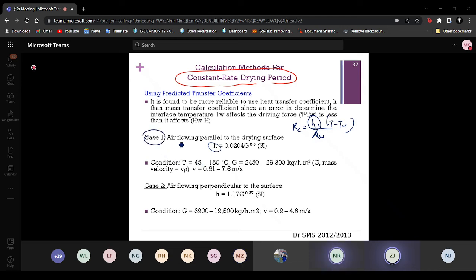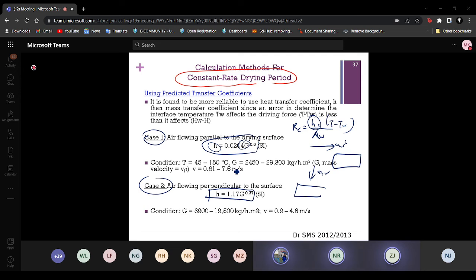One case is air flowing parallel to the drying surface. Macam mana? Ni you punya solid. So air flowing macam ni. Parallel. So you can use this formula. Case 2, air flowing perpendicular. Kalau air is subjected to the wet solid, something like perpendicular like this, then you can use this equation. Okay. In this particular equation, you need to know the G. So G is the mass velocity.